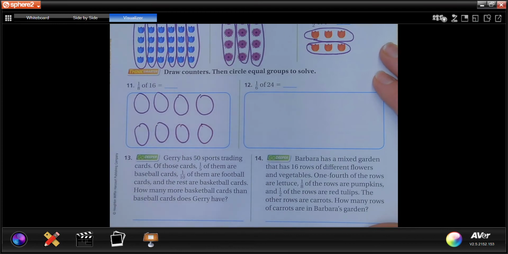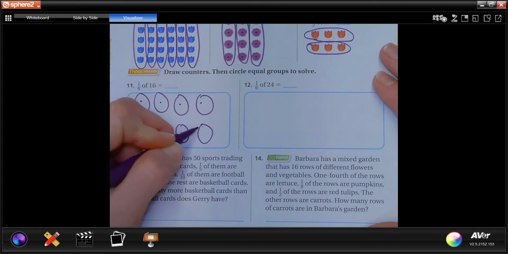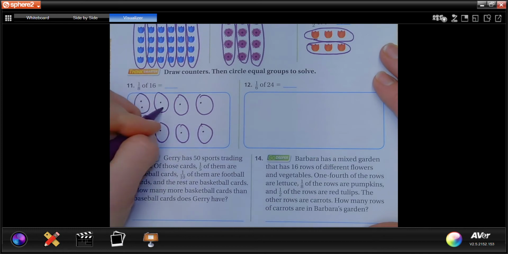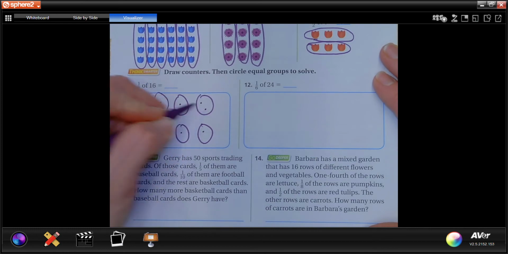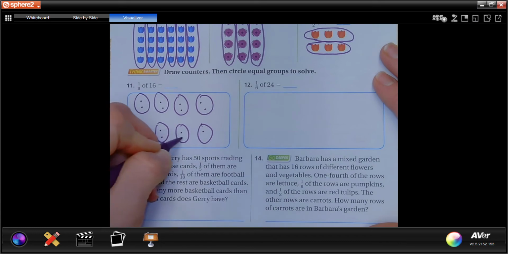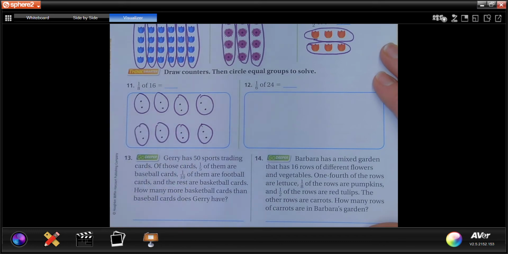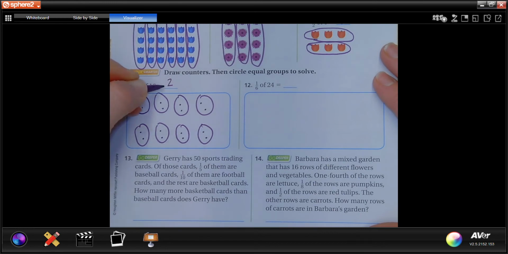And how many is split between those groups? 16. 1, 2, 3, 4, 5, 6, 7, 8, 9, 10, 11, 12, 13, 14, 15, 16. How many are in one of those 8 groups? 1, 2. 1/8 of 16 equals 2.